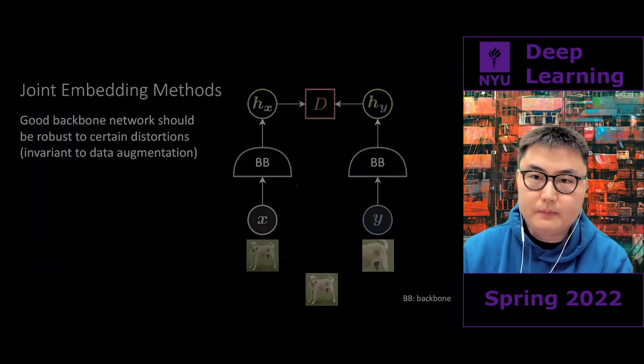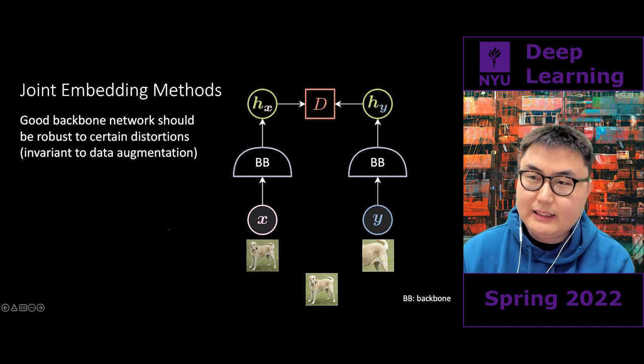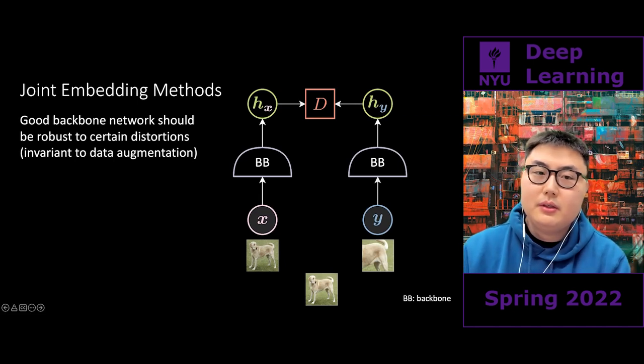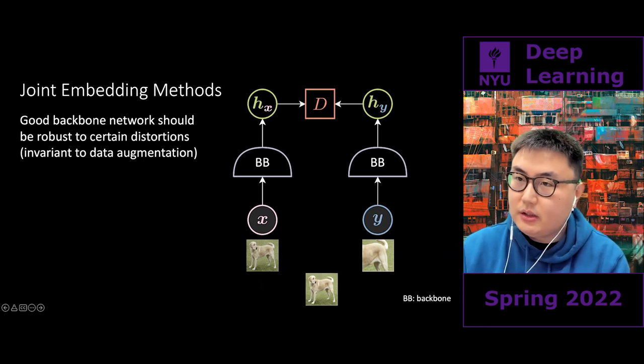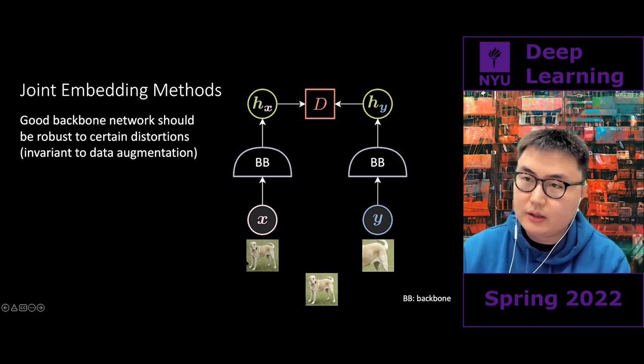Okay, so back to joint embedding. Again, the whole idea is to make your backbone network robust to certain distortions. Imagine in a downstream classification task you distort the image a little bit; the image is still a dog, right? You won't classify that as a cat or anything. So it should be robust to distortion. So here's what you could do: you take an image of a dog and get two different distorted versions of it. Then you encode them with your backbone network into representations, and you want them to be close to each other.